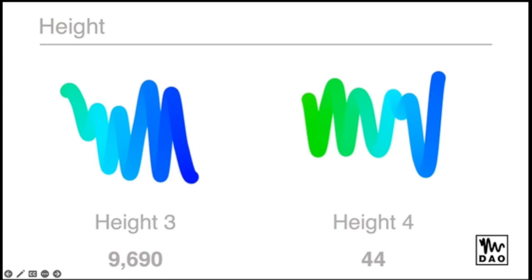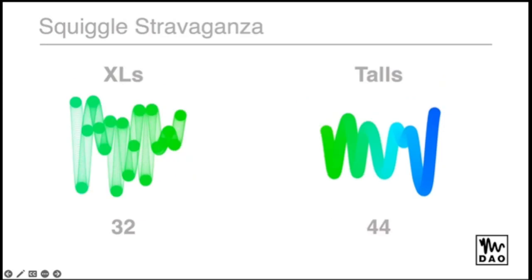Of course, these squiggles are going to rank super high in any rarity ranking, but we prefer rarities that are visually identifiable and aesthetically appealing, such as XLs, doubles, triples, rainbows, etc. In any case, we call them tolls and we also track them. So we have 32 XLs, those with 20 segments, and 44 tolls, those with height 4.